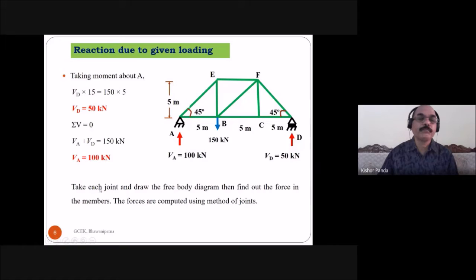Then take each joint and draw the free body diagram, then find out the force in the members. You have to take the free body diagram of each joint: joint A, joint E, joint B, then joint C, then joint D or F. Then you can find out the force in the members due to the given loading. The forces are computed using the method of joints. So here, by using the method of joints, we'll find out the force in the members.